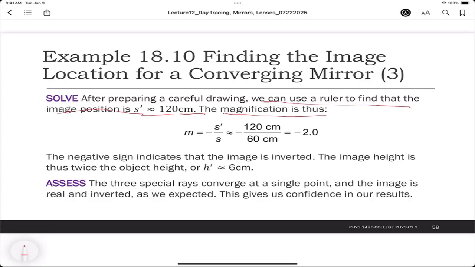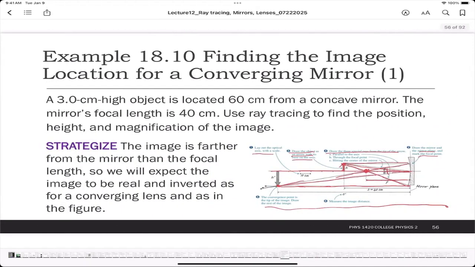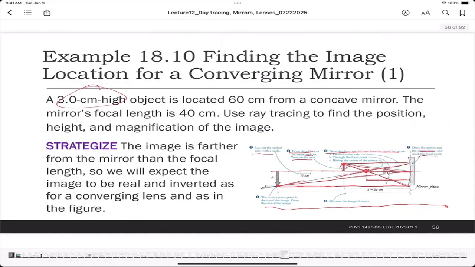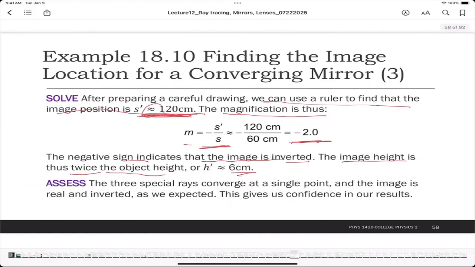The magnification is thus m equal, because it is a real image, so it is just the positive value. And then you use this equation to find the magnification is around -2. The negative sign indicates that the image is inverted. The image height is thus twice the object height, or h' equal 6 centimeters, because the original object is 3 centimeters high. So the real image is twice the object, so it is 6 centimeters.